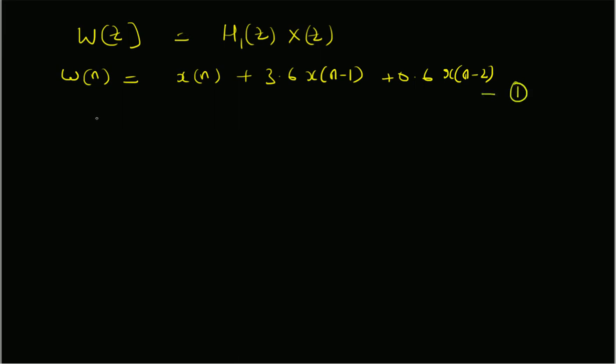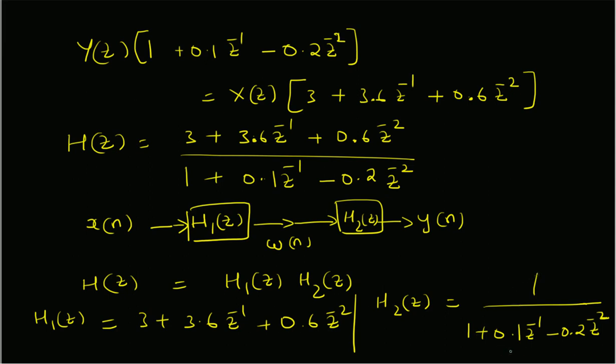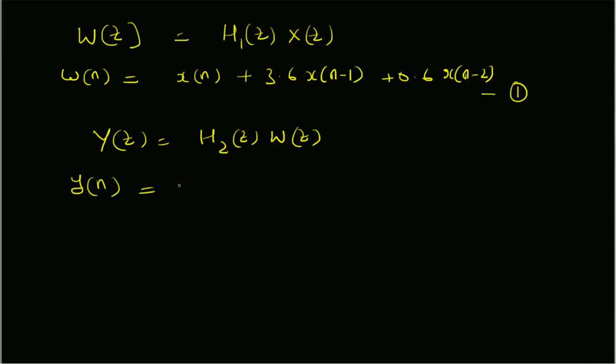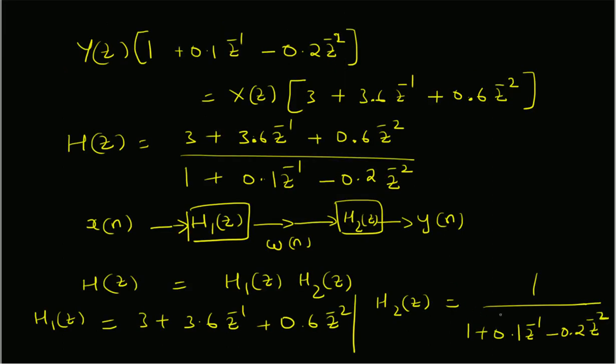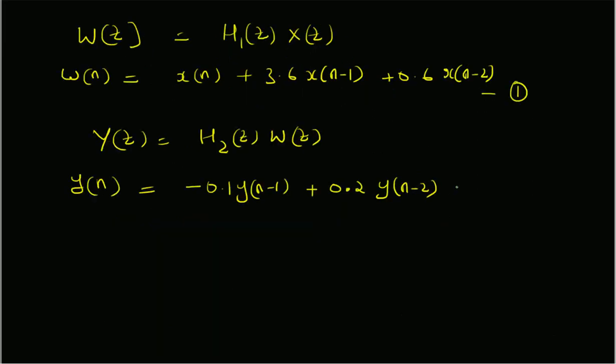Now similarly for the second component, Y of z will be equal to H2 of z multiplied by W of z. So in this case, by simply applying the inverse z transform, since it is an all pole system, 1 by 1 plus 0.1 z inverse minus 0.2 z power minus 2, this is a recursive system, that is y of n will be minus 0.1 y of n minus 1 plus 0.2 y of n minus 2, and finally plus w of n.